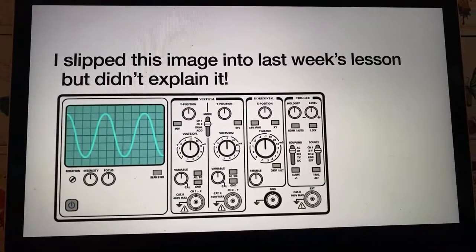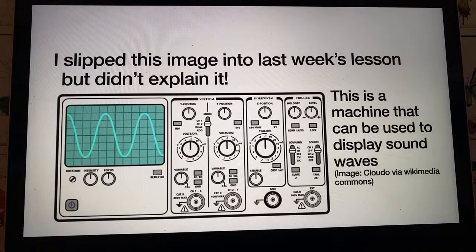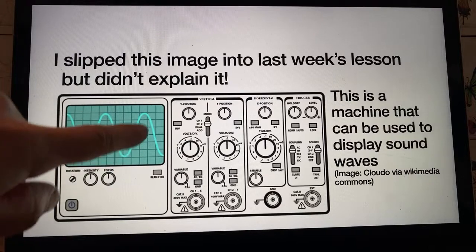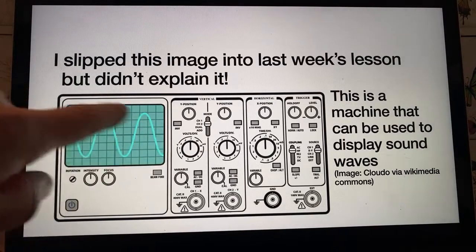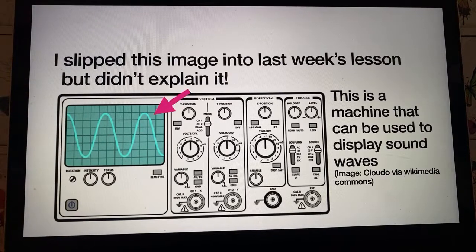So here's what an oscilloscope is, all right? I actually showed you a picture of it, I think, in last week's lesson, but I didn't explain it at all. An oscilloscope is a machine that can be used to display sound waves. I've said before, hopefully by now you're fairly comfortable with the idea that sound waves are not waves that traditionally look like this. There's not a great way of modelling them, but for our purposes today, we're going to show them as those uppy-downy transverse waves.